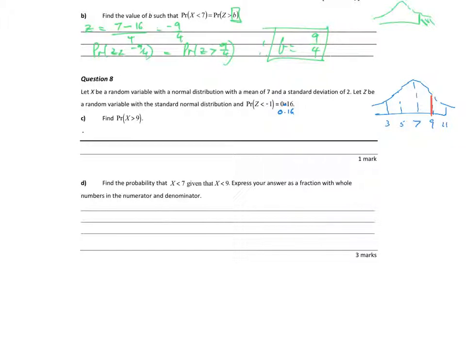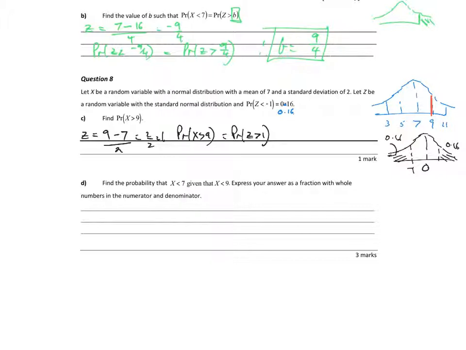But if we just make sure, Z value is equal to X minus mu on sigma, which is equal to 2 on 2, which is equal to 1. So therefore, the probability that X is greater than 9 is equal to the probability that Z is greater than 1. So if on my Z distribution, 0, negative 1, that's 0.16. Greater than 1 is also 0.16.